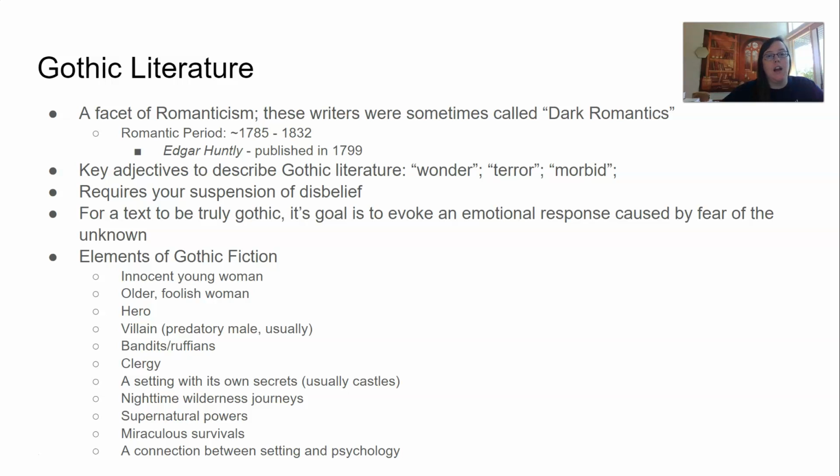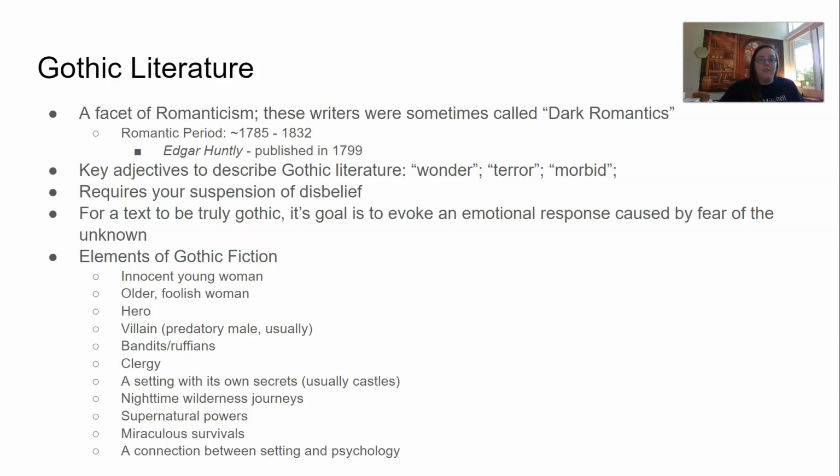So for a text to be truly Gothic, its goal is to evoke an emotional response caused by the fear of the unknown. It's not necessarily just a fear of the villain, a fear of being hurt. It is this fear of what you don't know, this fear of what's out there, what's lurking in the dark, some individual who you don't know or you don't understand. There is this big question mark that causes this emotional response. And again, you could connect that back to these ideas of wonder and terror, a blend of those two things, or one or the other.